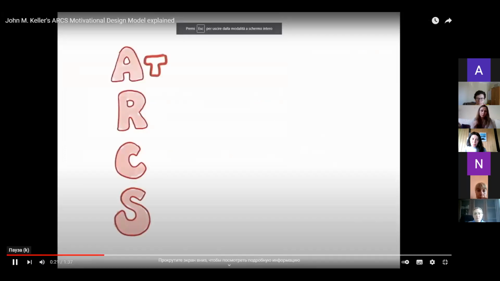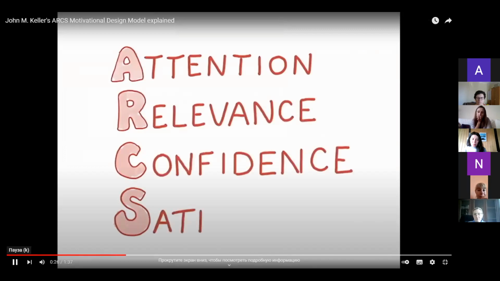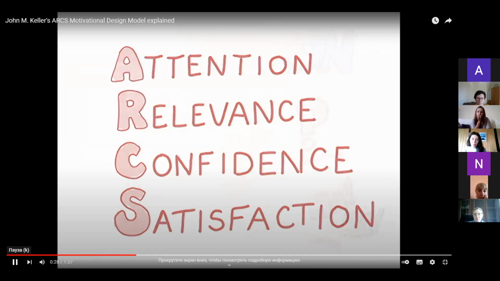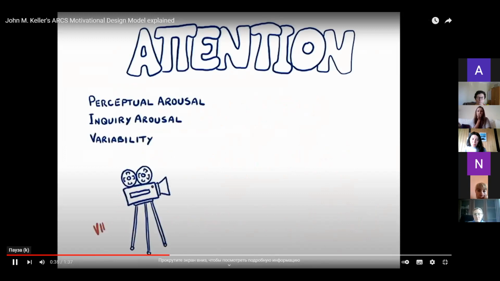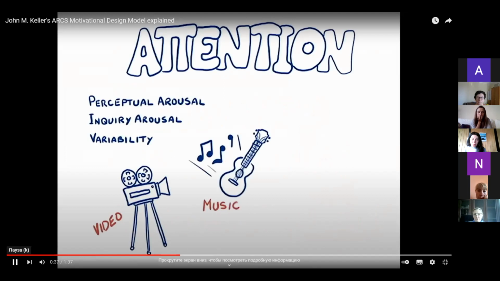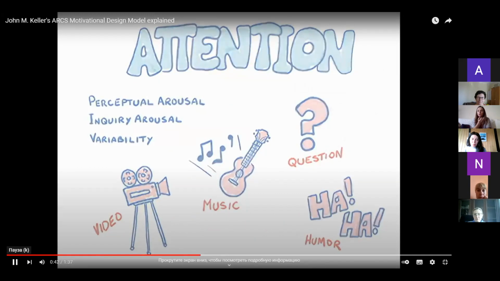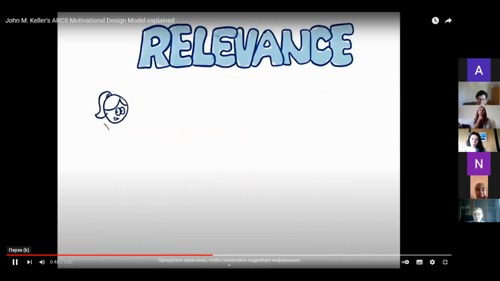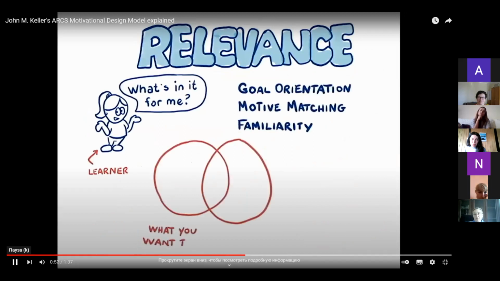The ARCS model has 4 components: attention, relevance, confidence, and satisfaction. Let's take a closer look. The first component is attention: perceptual arousal, inquiry arousal, and variability. To gain the learner's attention, one may use a video, music, lead with a question, or add humor. Humor is a plus. Relevance is next, and it's all about the learner asking, what's in it for me? Relevance is goal orientation, motive matching, familiarity. It's the intersection between what you want to teach and what the learners are interested in.